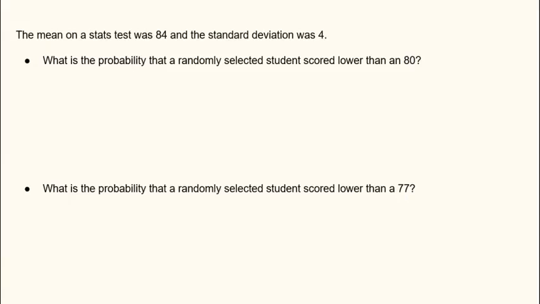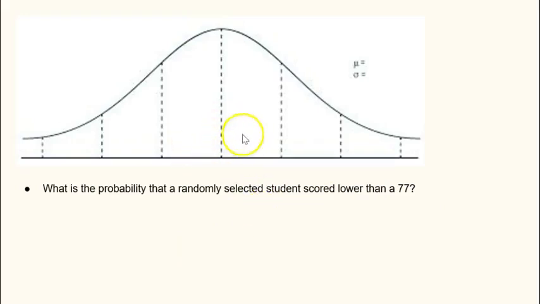Now, the next step to this is this type of question. So what is the probability that a randomly selected student scored lower than a 77? So now my mean of 84 would go here. My one standard deviation down would be 80, and then two standard deviations down would be 76. So 77 would be in between 1 and 2 standard deviations, all right? And so we have no way of knowing or guessing. This number is 13.5%. How much of that 13.5% applies if I'm at 77 instead of 76? Okay, so we got to do things a little bit differently now.